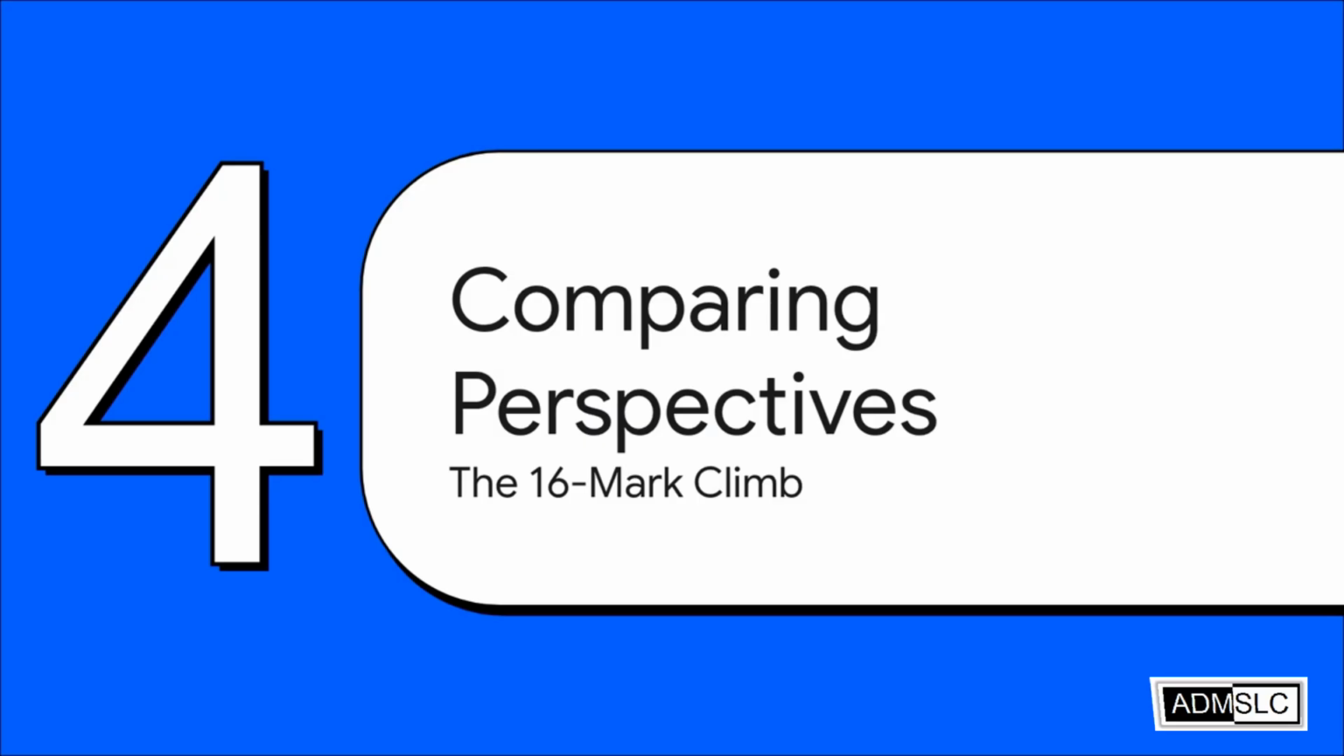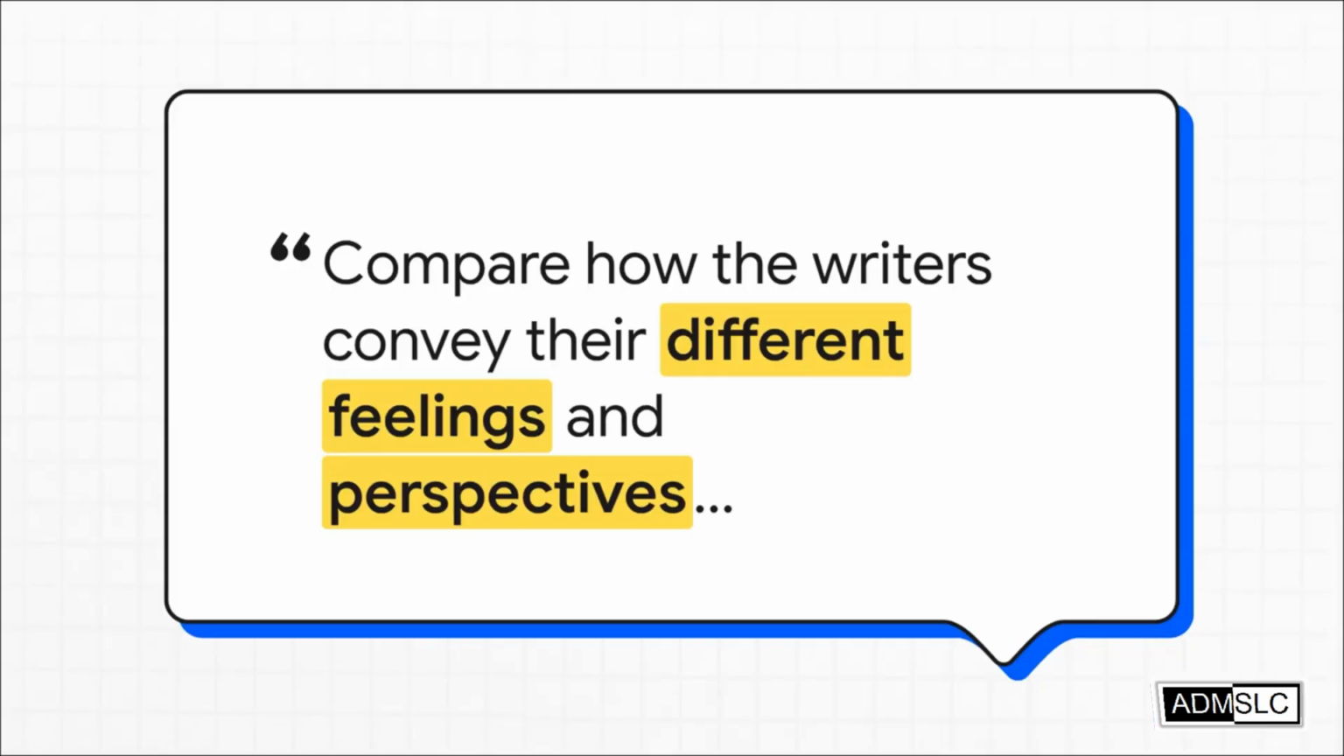Okay, here we go. This is the absolute heart of the paper. It's the steepest part of our climb. Question 4. This is the big comparison question, and it's worth a whopping 16 marks. This is the kind of phrasing you're going to see. And you've got to notice the key words, how the writers convey. It's not just asking what they think. It's asking you to compare the methods the writers use to get those ideas across. This is where you bring in all that great analysis of language and structure.